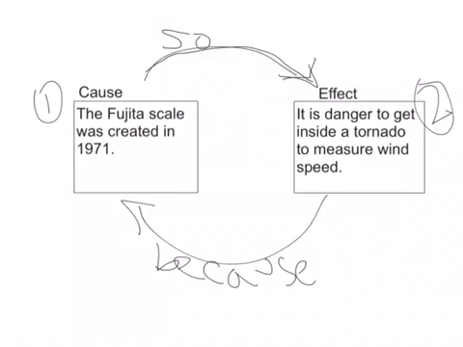That doesn't make sense. Let me start it with box 2. It is dangerous to get inside a tornado to measure wind speed because the Fujita scale was created in 1971? I don't think that just because of this invention, it's dangerous to get inside a tornado. I think that it's dangerous to be inside a tornado no matter what. Okay, so do you see how when we switch this around, it just absolutely does not make sense with our keywords? That's how you're able to really easily tell, did you put the cause in the right box? Did you put the effect in the right box? Okay, these keywords and the arrows are pretty much going to guarantee that you can always get it correct.